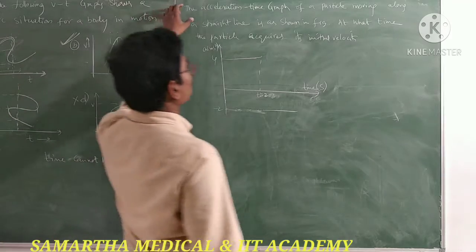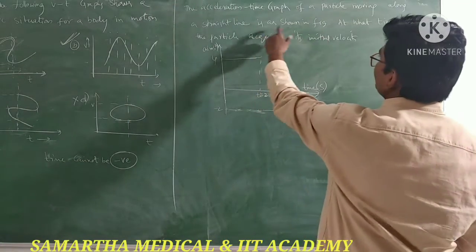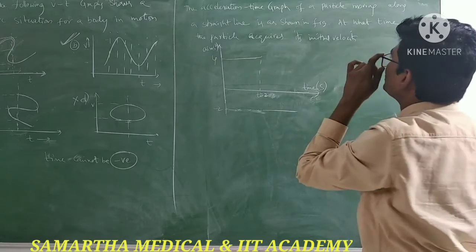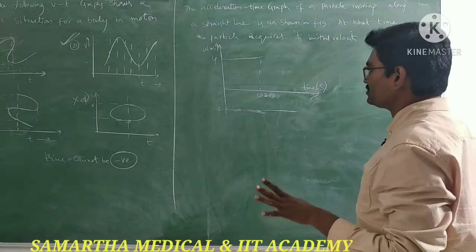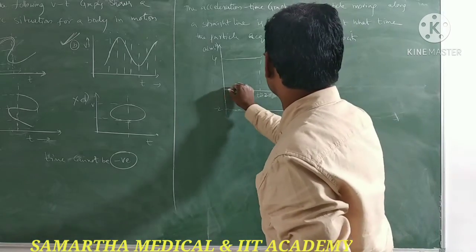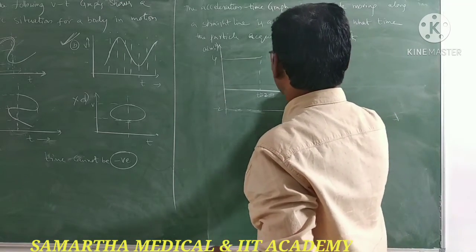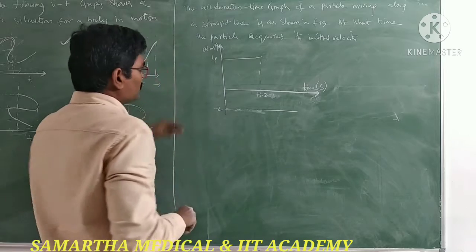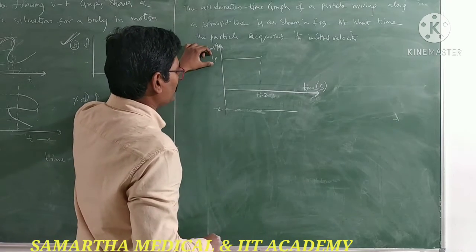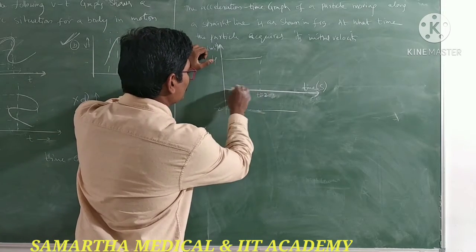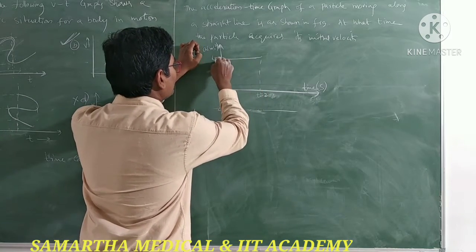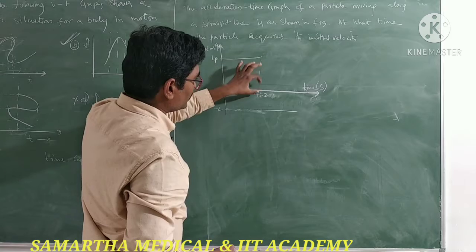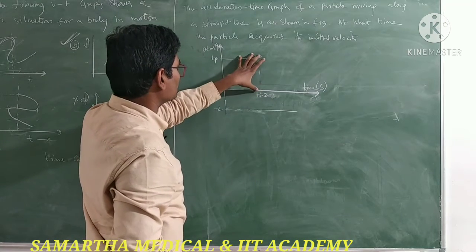See, next one: the acceleration-time graph of a particle moving along a straight line is as shown in the figure. At what time does the particle acquire its initial velocity? So that is one question. See here, this is the acceleration-time curve. Till t equal to 2 seconds, the acceleration of the particle remains 4 meter per second square. Up to t equal to 2 seconds, it is maintained steady only.